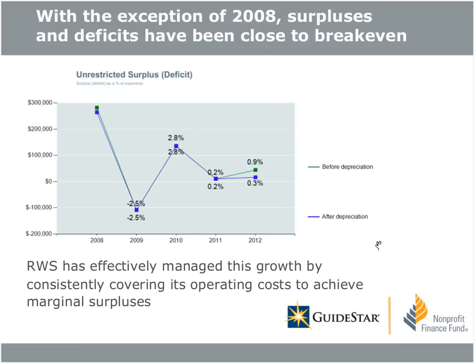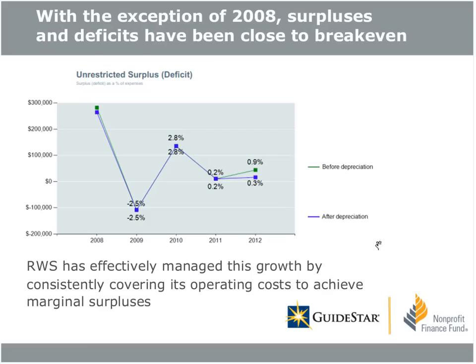So this graph shows the change in unrestricted net assets before and after depreciation, which is, as many of you know, a non-cash expense that represents the loss in accounting value of fixed assets over time. Because it's a non-cash expense, we want to show the performance both with it included and without, to get a sense of what the real true performance is in terms of operations.